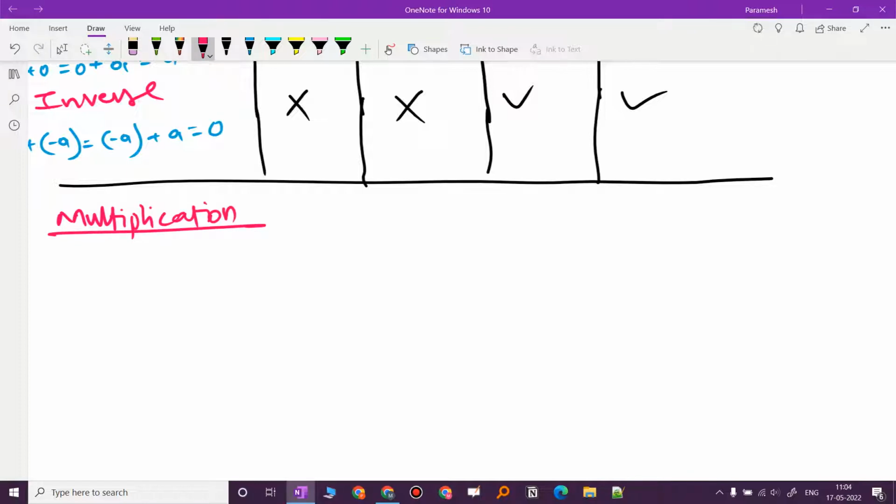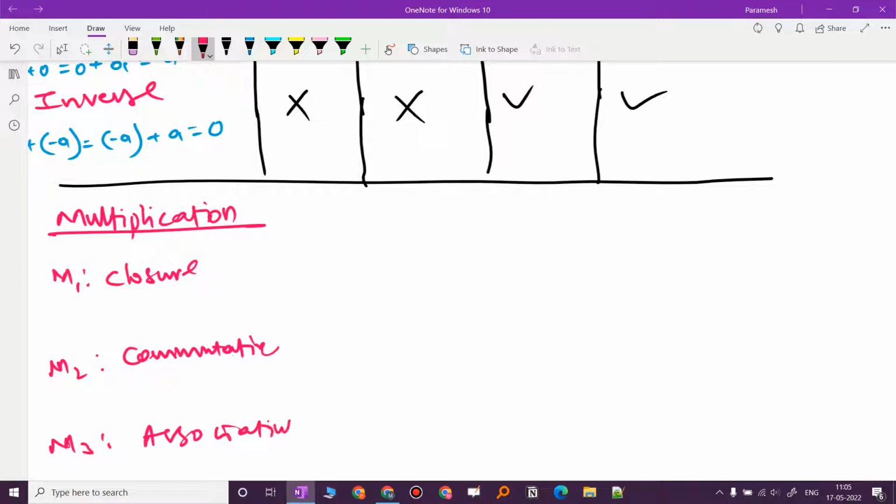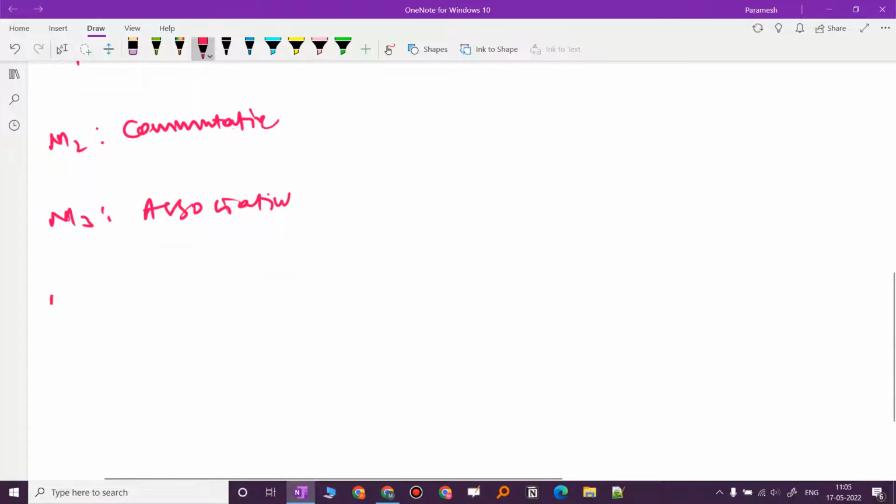Under multiplication, the properties are the same: M1 closure, M2 commutative, M3 associative, M4 identity, M5 inverse.